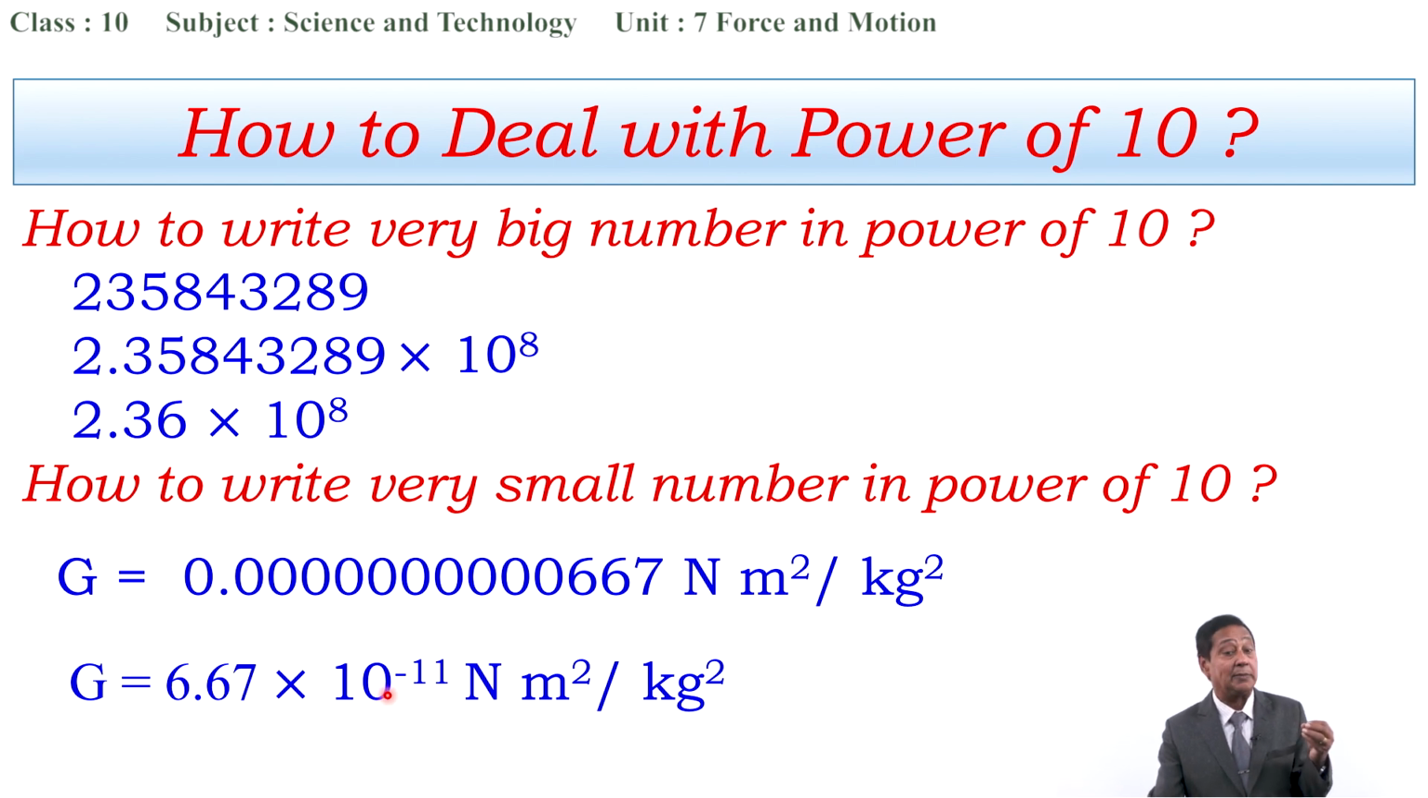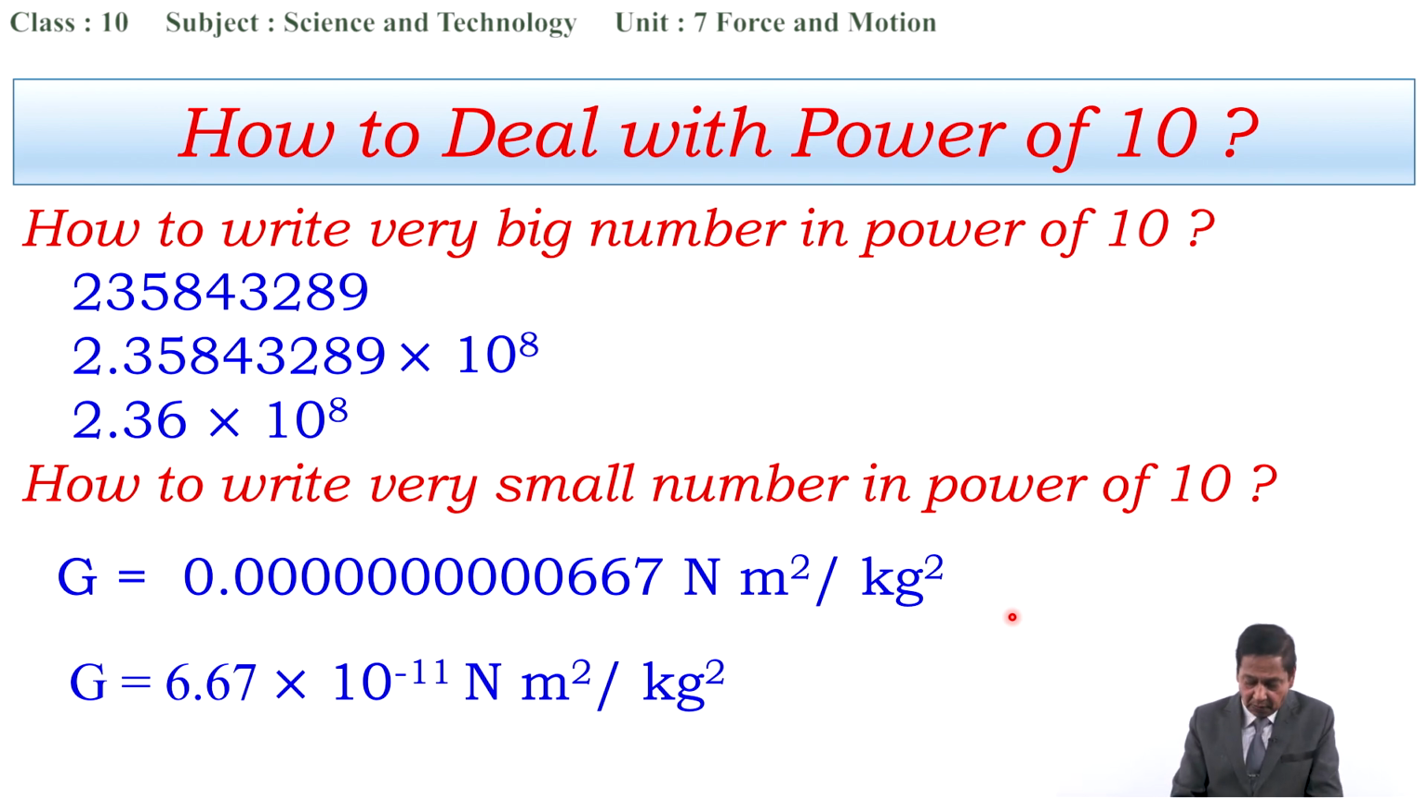This way we have to deal with power of 10. If we shift the decimal point to the left-hand side, then we have to multiply that expression by 10 to the power of something, depending on how many digits shifted, 10 to the power of a positive number. And if we are shifting the decimal point to the right-hand side, then we have to multiply that expression by 10 to the power of a negative number. This way we have to deal with power of 10. Now we are able to solve numerical problems with power of 10.